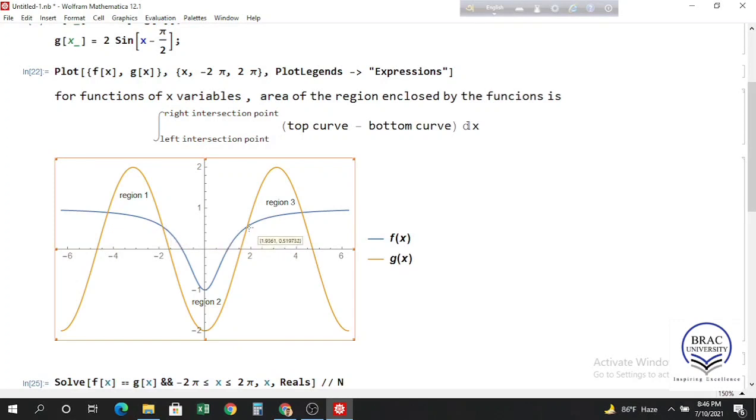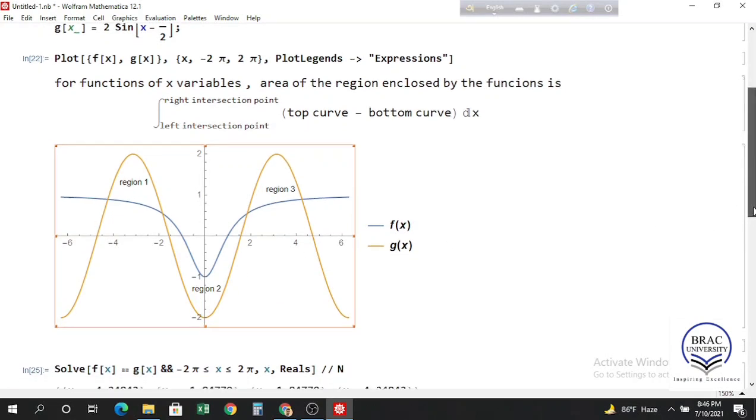And again, for this region, which one is the top curve and which one is the bottom curve? If the orange one looks up at the sky, it will see the blue one. So the blue curve is the top curve here, and the orange curve is the bottom curve here, because if the blue curve looks down, it will see the orange curve. So for this region 2, the top curve is the blue one, f of x, and the bottom curve is the orange one, g of x. So you have to integrate f of x minus g of x, top curve minus bottom curve.